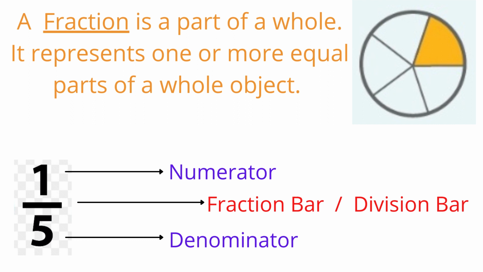So, in order to write the fraction of the colored part, we will write the number of colored parts in the numerator and the total number of parts the circle is having in the denominator. Therefore, our fraction is 1 upon 5.